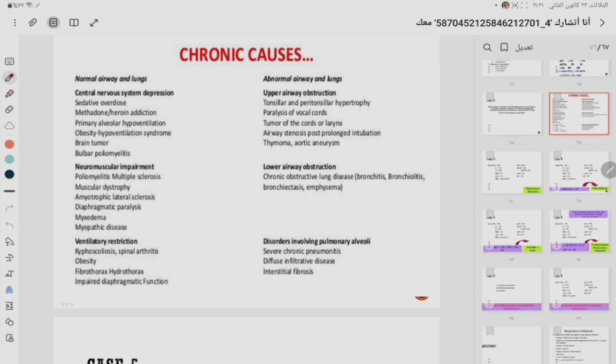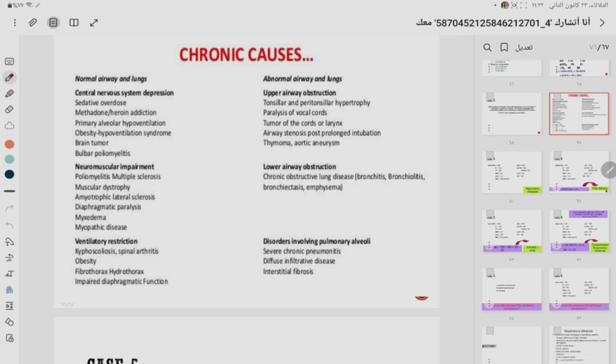expansion will cause that. Abnormal airways: airway obstruction, lower airway obstruction like COPD, and fixed obstruction like bronchiectasis, emphysema, bronchitis, and pulmonary alveolar disease like interstitial fibrosis and severe chronic pneumonitis. All of these might interfere with ventilation.